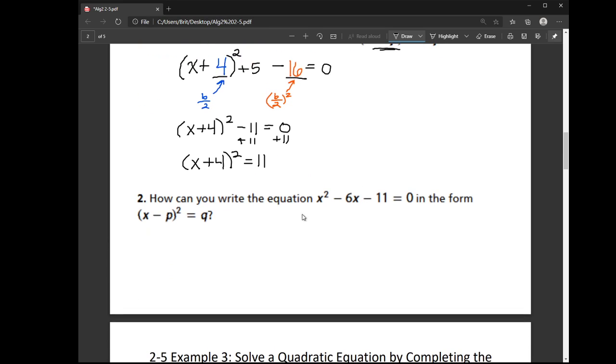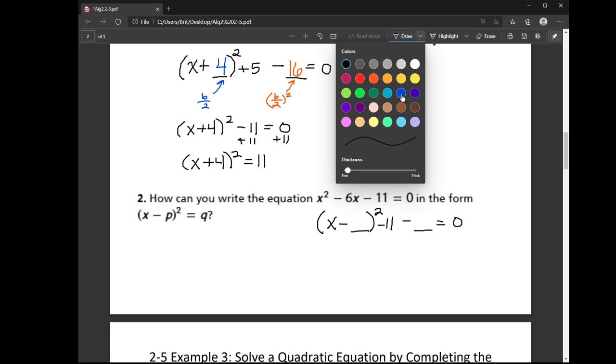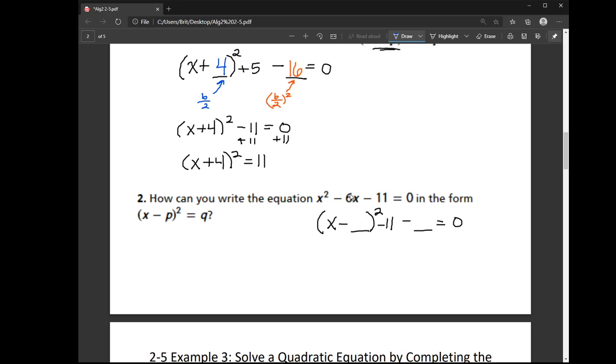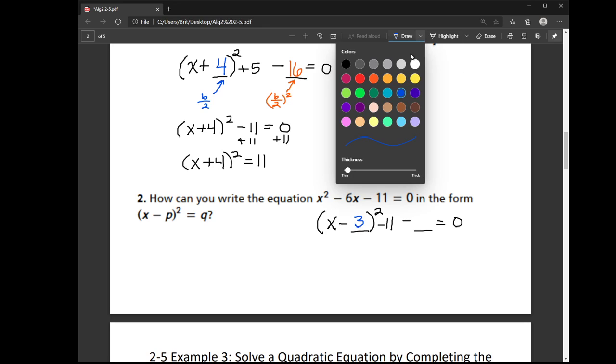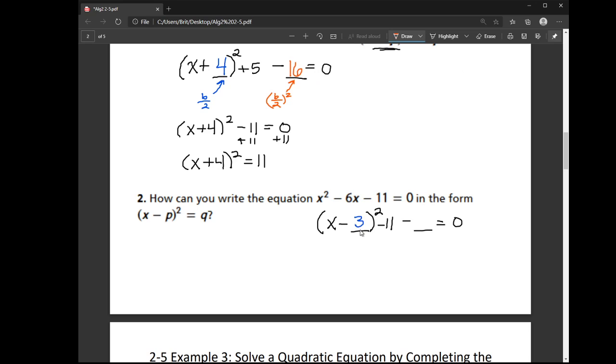Let's go ahead and try another one. Again, I set up my parentheses squared, with a subtraction of a blank, equal to 0. I drop down my x, I drop down my first sign, I drop down my c. In this first blank, I need to do b over 2, so 6 divided by 2 is 3. Once I have that, I square it to get my other blank, so 3 squared is 9.